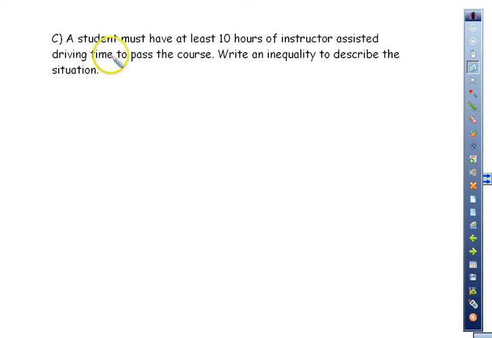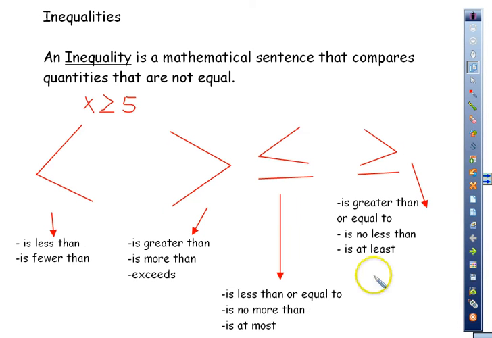Now this one's a little bit different. You have to read it very carefully. It says a student must have at least 10 hours of instructor-assisted driving time to pass the course. Write an inequality to describe the situation. So it has to have at least 10 hours of instruction time. So at least, that's the minimum amount. So when we go back and look at what we have here, at least is really referring to greater than or equal to.